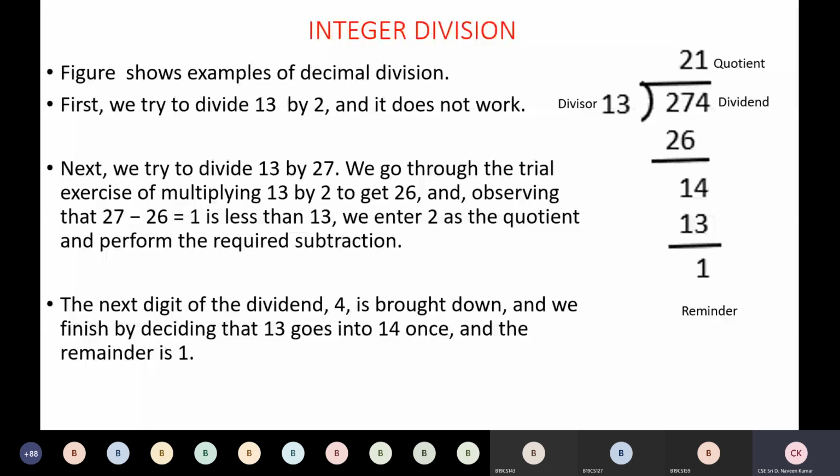So there are two sections. I'm starting with the new topic, division, where we will see normal decimal number division and also binary. Okay. So first we will observe how division generally happens in decimal numbers.